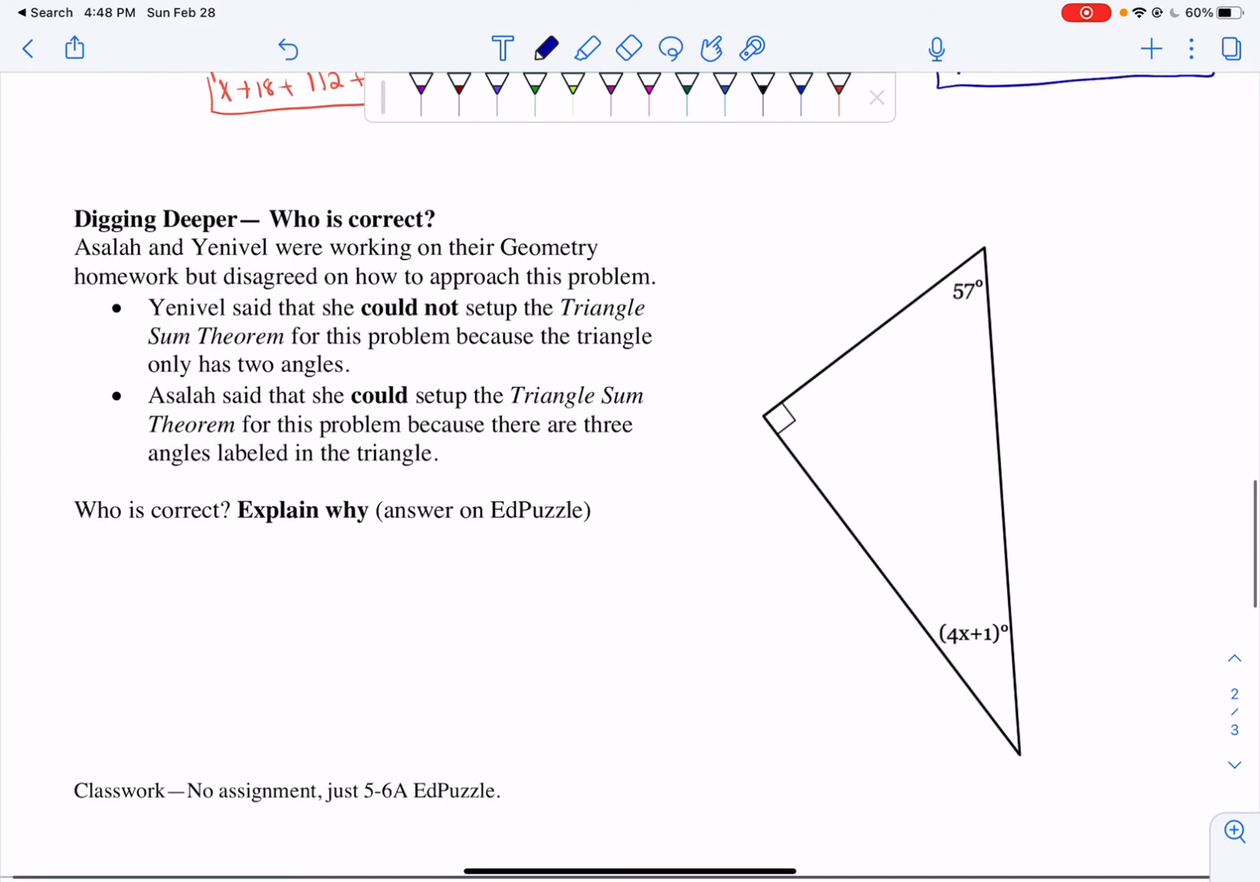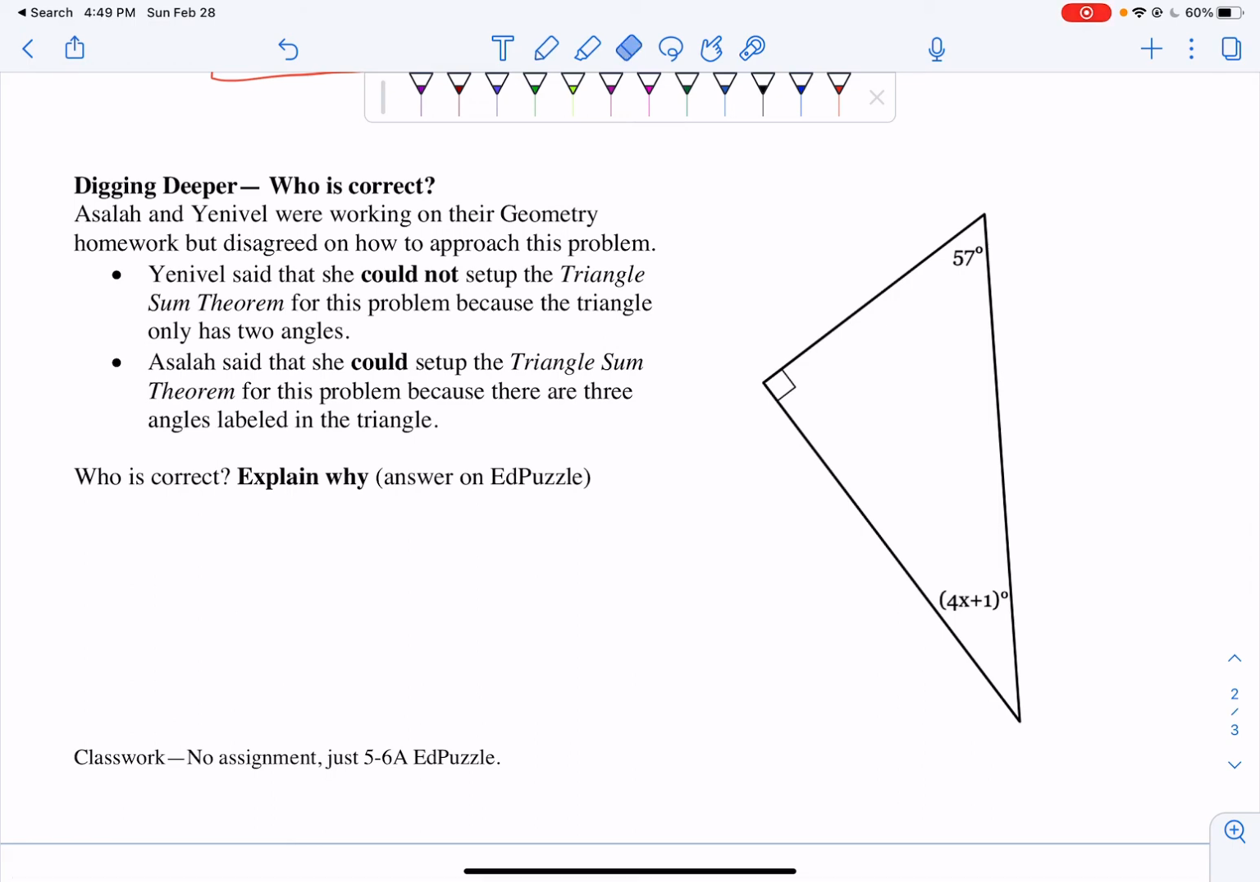Let's go on to our digging deeper. So digging deeper, who is correct? Asala and Yenivel were working on their geometry homework but disagreed on how to approach this problem. So I have an image to the right. Yenivel said that she could not set up the triangle sum theorem for this problem because the triangle only has 2 angles. Asala said that she could set up the triangle sum theorem for this problem because there are 3 angles labeled in the triangle. Who is correct and explain why?